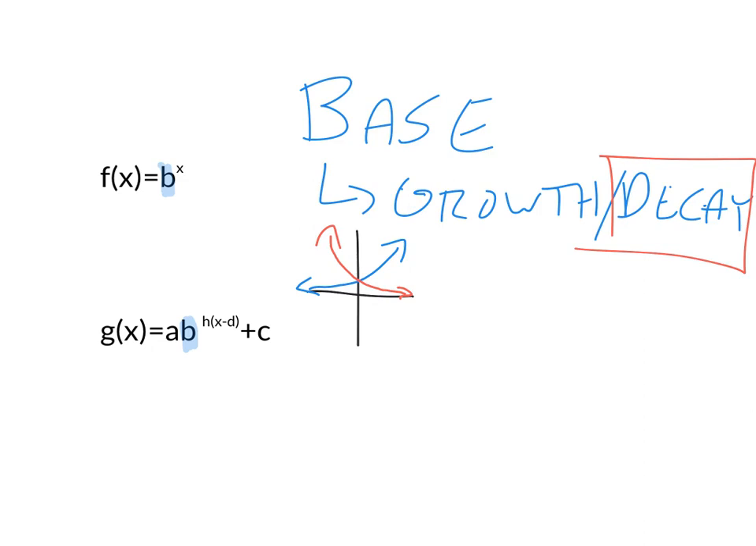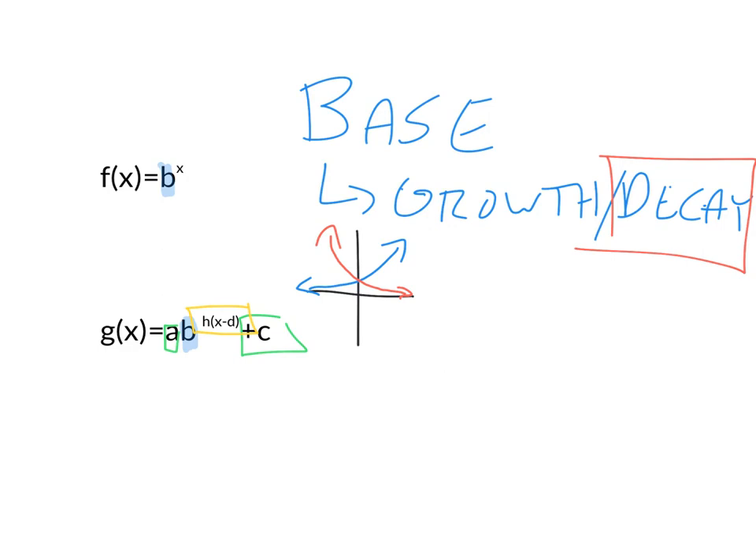Our transformations are the same as we saw before. So we have a as a coefficient. We have c shifting us up or down after the fact. And we have all of those transformations on x happening. H will be multiplied in.